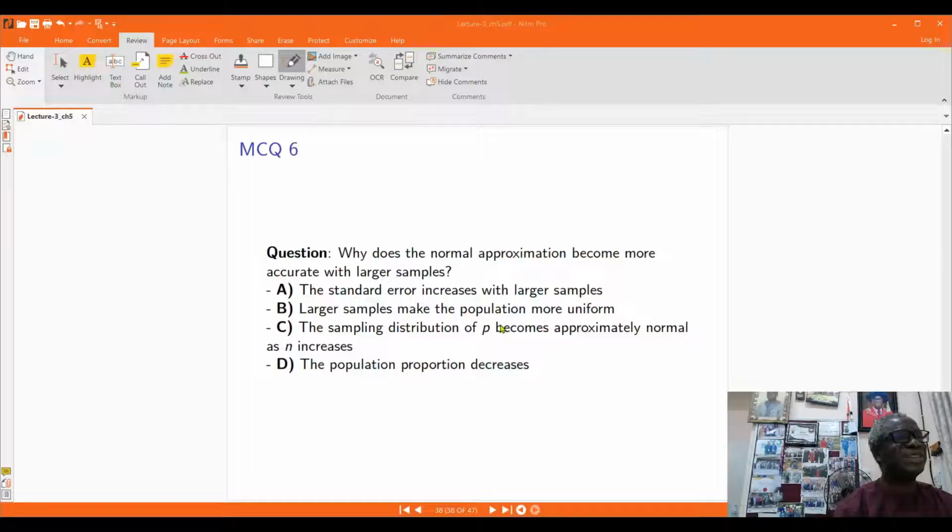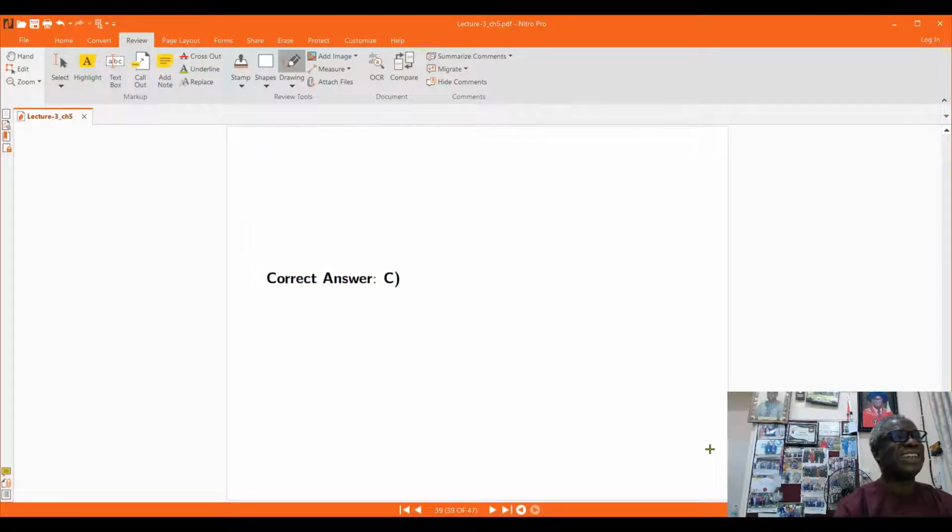D, the population proportion. There is consensus around B, but I don't think people really understand this. Okay, so what is the solution here? The correct answer is C. Don't be sad, the correct answer is C for most of you.